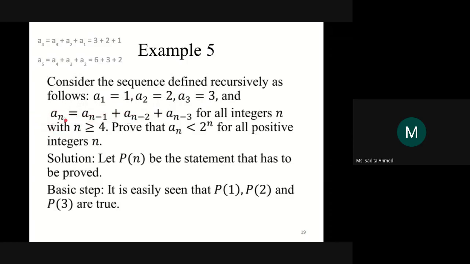So for this definition, this equation, a_n is equal to a_(n-1) plus a_(n-2) plus a_(n-3), n will always be greater than or equal to 4. However, we were not asked to prove this equation. We have to prove that for a sequence defined recursively in this manner, a_n will always be less than 2 to the power of n.